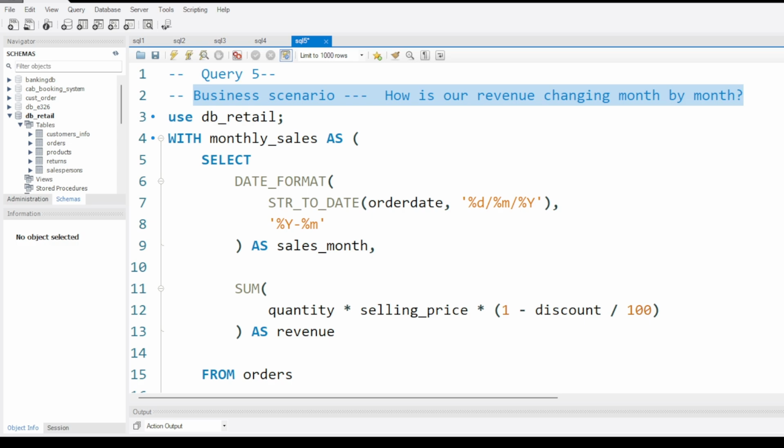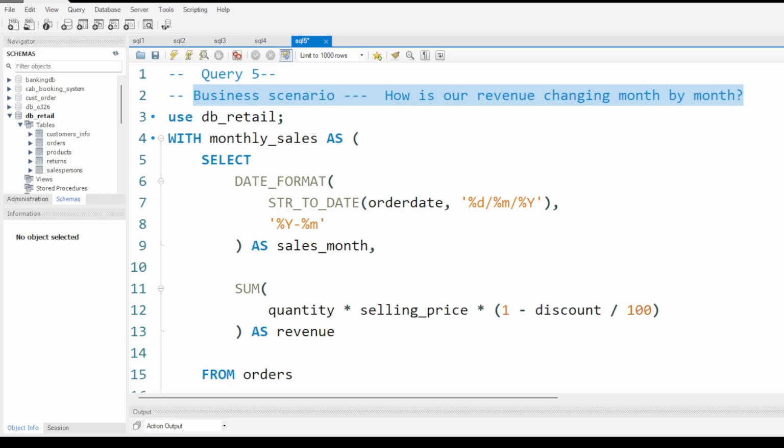Query 5. Business question. Our final question is, how is our revenue changing month by month? We want to compare each month's revenue with the previous month and calculate the growth percentage. Step 1. Calculate monthly revenue. First, I am calculating the total revenue for each month.